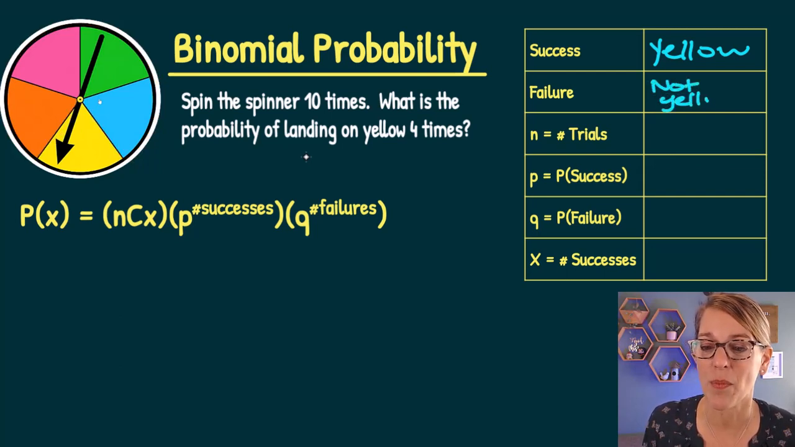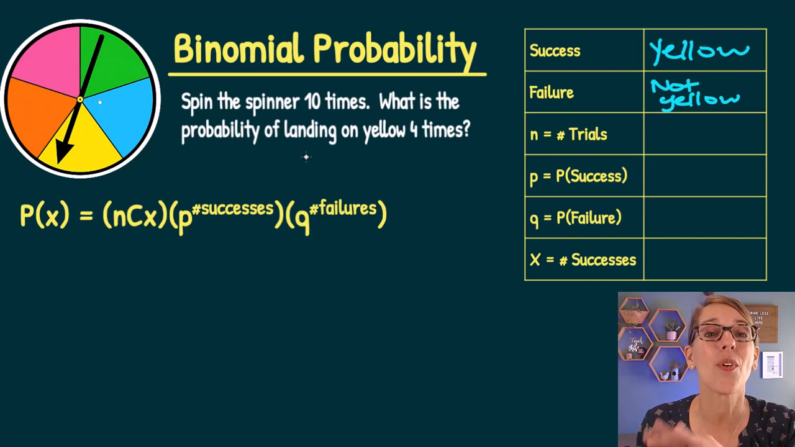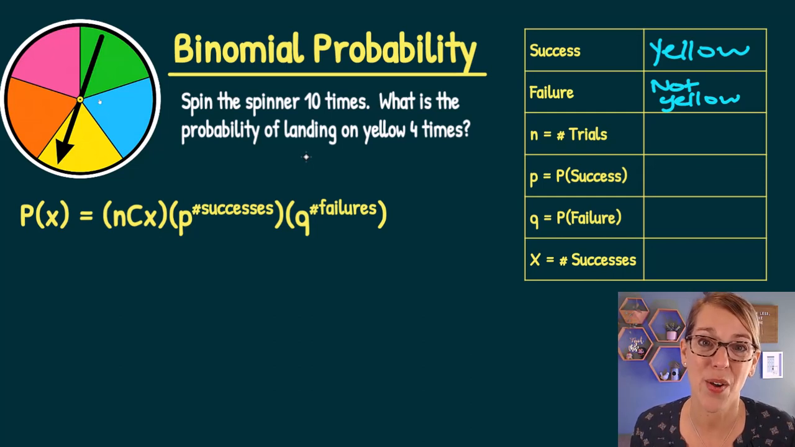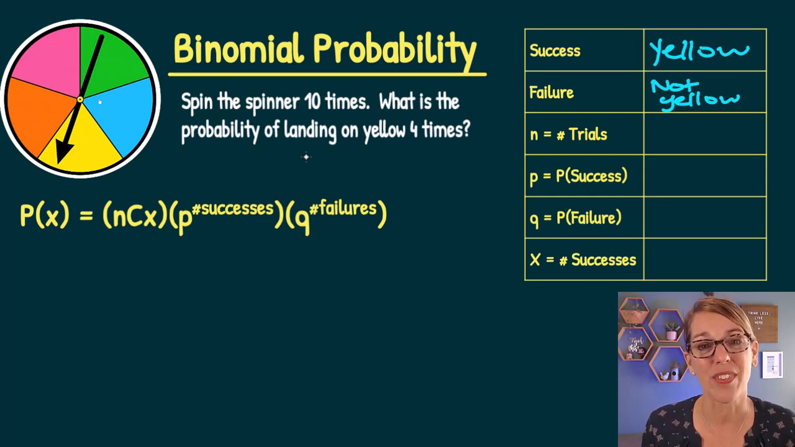This is what makes it binomial. I've now brought it down to just 2 possible outcomes, either landing on that yellow or landing anywhere else. Now I'm going to come up with my other values that I need to put into my binomial probability formula. There's also some great ways to do this with technology. I'll point you in that direction at the end of the video.